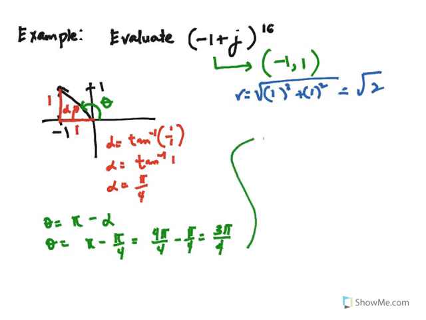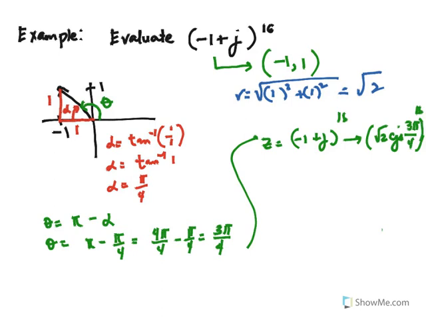Therefore, z equals negative 1 plus j raised to 16 can be written as square root of 2 CJS 3 pi over 4 raised to 16.